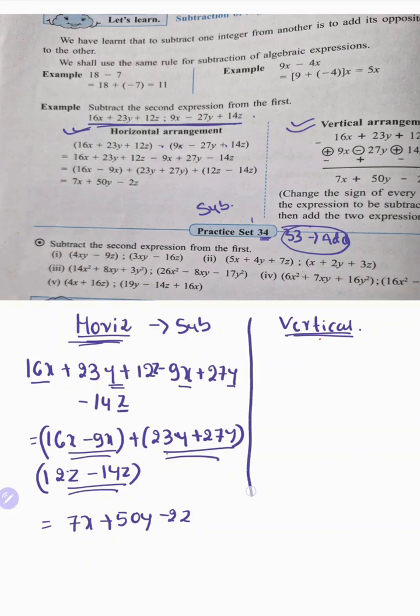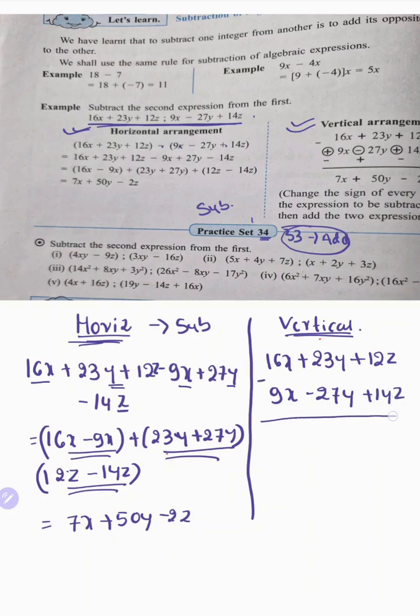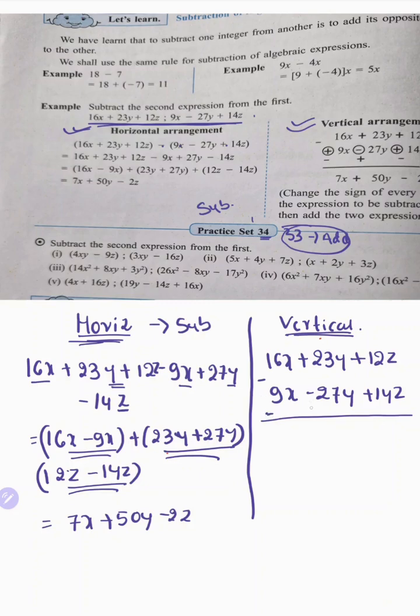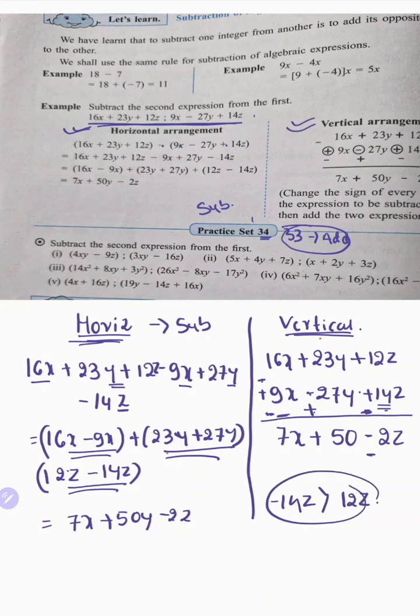Now we solve it vertically. Write 16x plus 23y plus 12z, and below it write 9x, 27y and 14z. Here we take the subtraction sign, so the signs change: plus becomes minus, minus becomes plus, plus becomes minus. So 16x minus 9x is 7x, plus 15y, minus 2z. Why is it 2z? Because minus 14z is the bigger integer than 12z, so we take the minus sign.